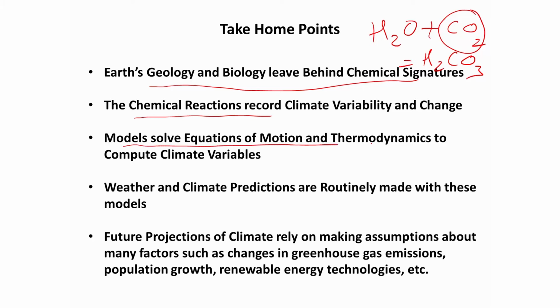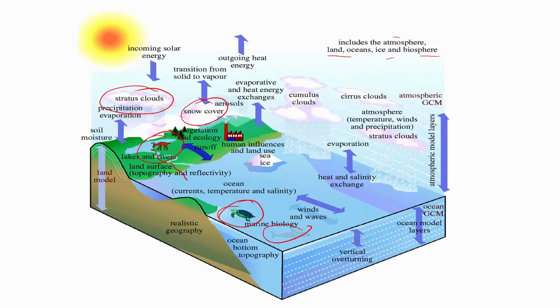Models solve equations of motion and thermodynamics and energy to compute climate variables, and they compute everything, as I said: temperature, humidity, winds, they give you clouds, rain, vegetation. We also have crop models, ocean circulation, ocean biological production, zooplankton to fish. Some models are sophisticated enough to do turtles. I myself have been involved in a model that is now being used for turtles.